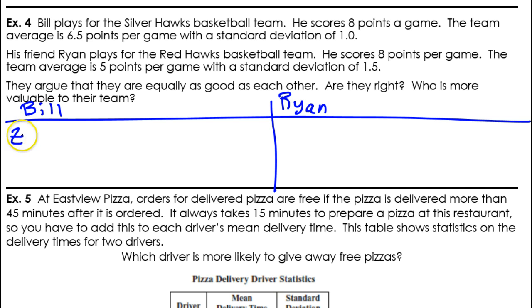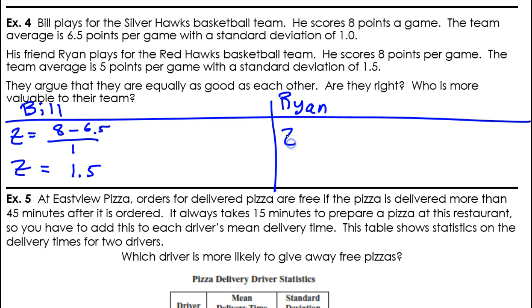So Bill's z-score. He scores 8 points a game. So that's his value minus the average, which is 6.5, divided by a standard deviation of 1. What does that turn out to be? What's that z-score? 1.5. So he scores 1.5 standard deviations above average. That's a very large chunk. So Bill's looking pretty good so far in terms of being valuable to his team.